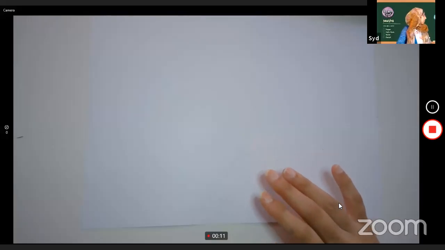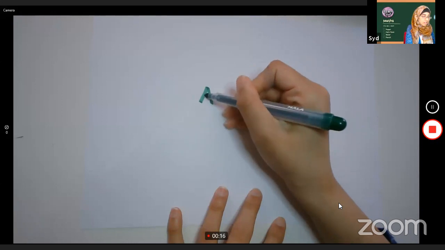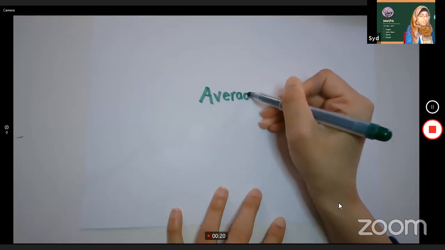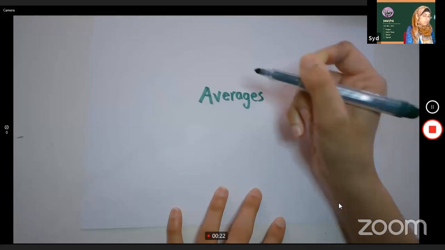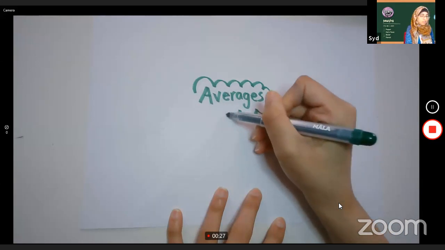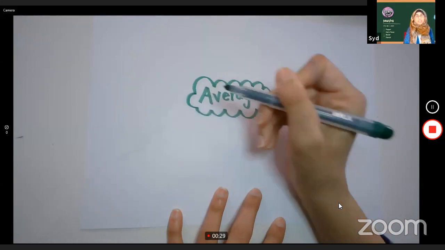So here we are. We're going to write averages in the middle. So I'm going to grab my felt tip. I'm going to write averages. There's three different kinds of averages that we're going to quickly look at today. So averages are really useful.